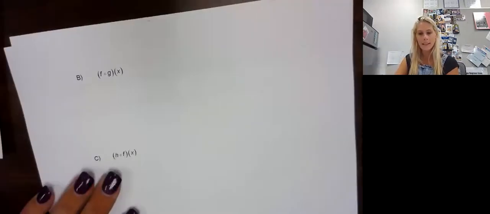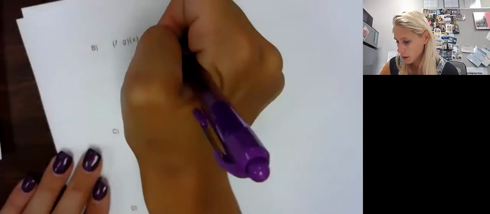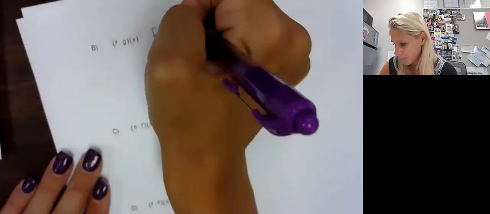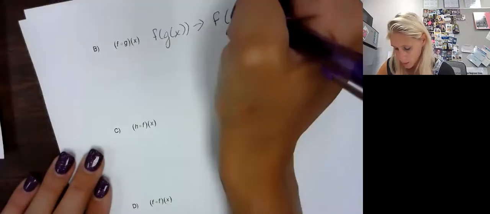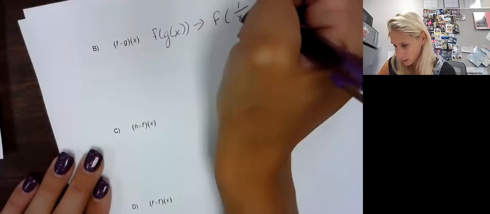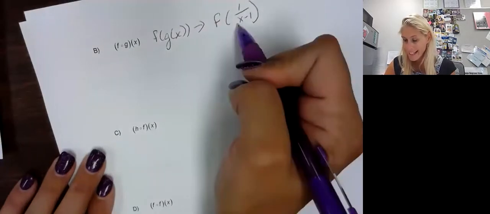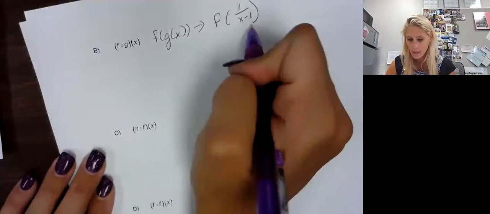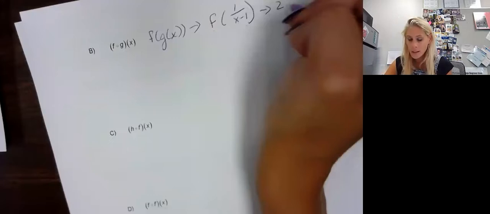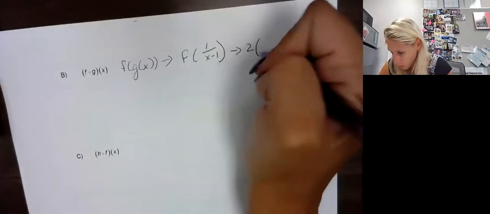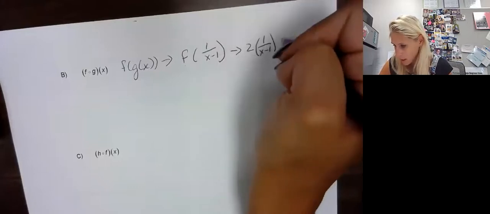All right, I need this on the side so I can see my function. So f of g of x. Substitute in that g of x, so f of 1 over x minus 1. For every x that I see in f, I'm going to plug this in. So f starts out by saying 2. Now, instead of x, I'm going to put that 1 over x minus 1 and then plus 3.